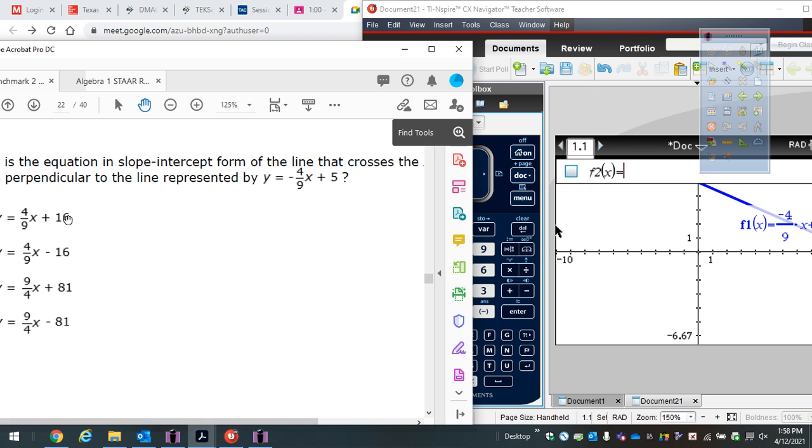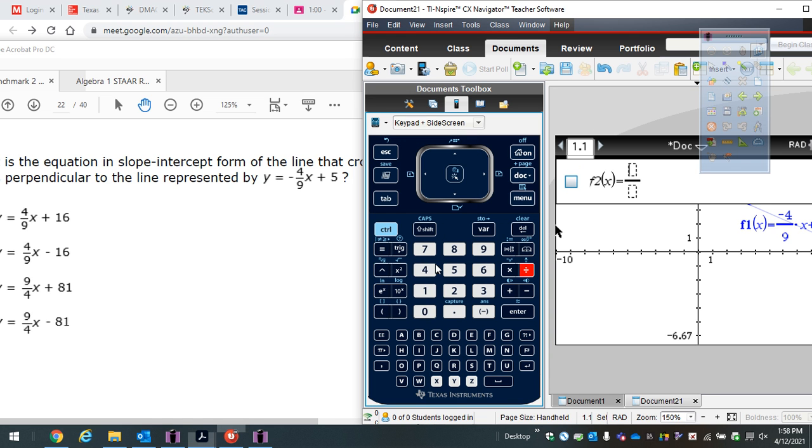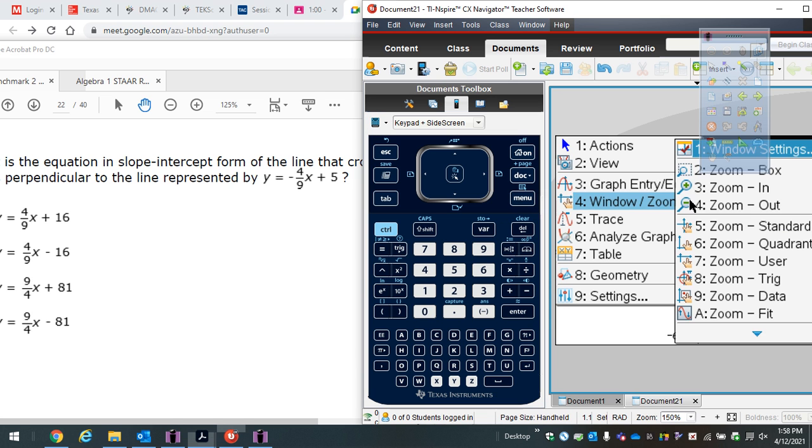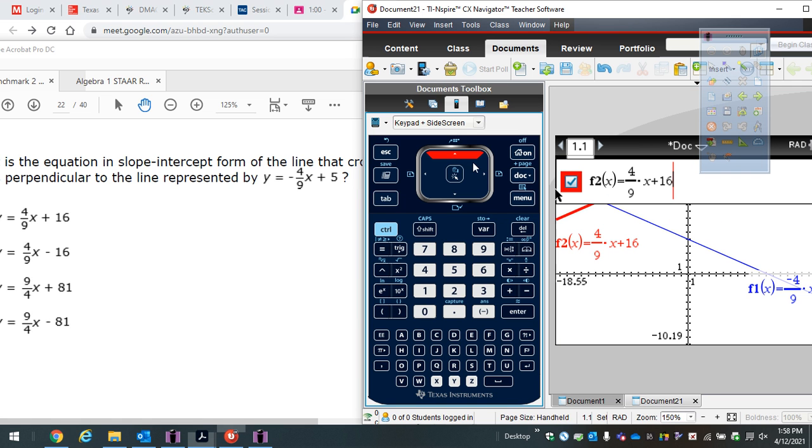Let me show you one that's wrong. How about that? 4/9 x plus 16. Okay, so I'm in menu. I'm going to zoom out. That's not 90 degrees. No way. So up. I'm going to delete the second one. And I'll put that one right there.